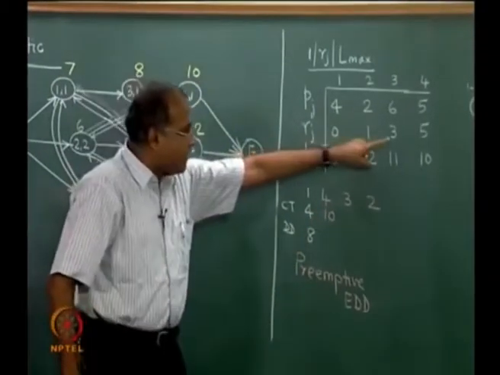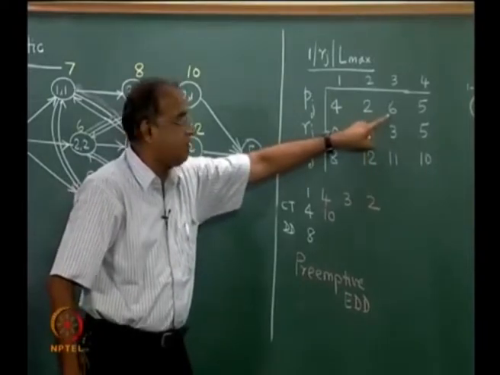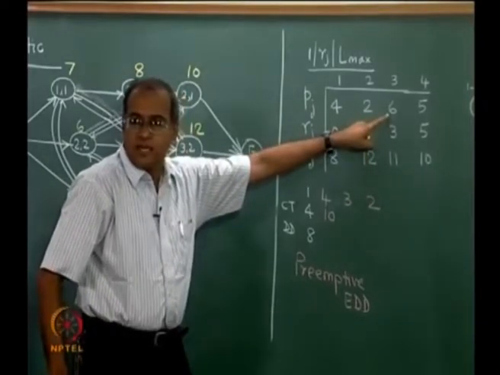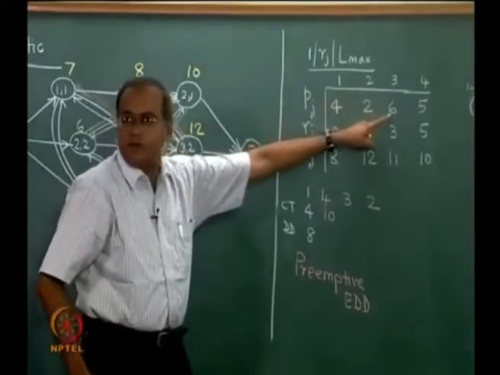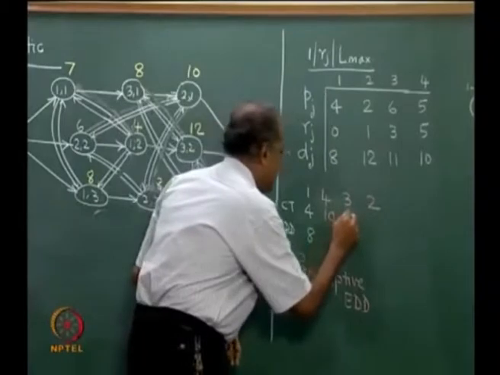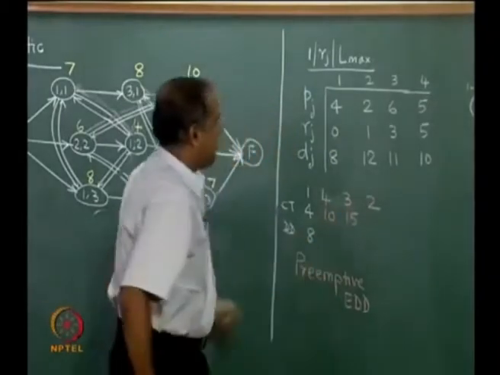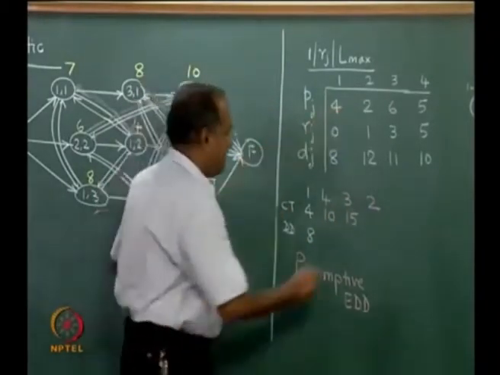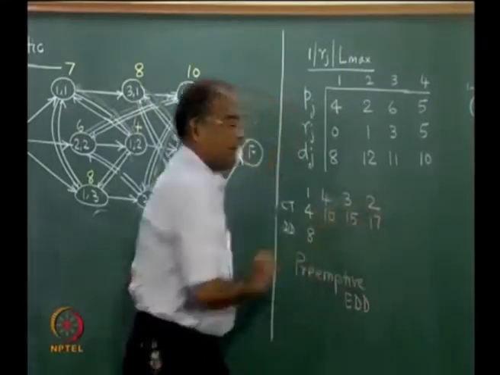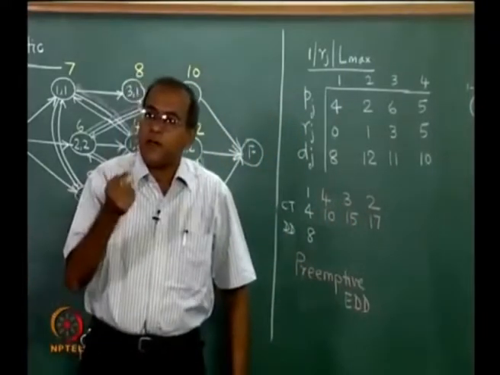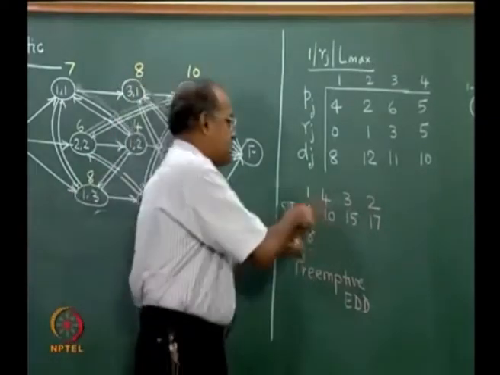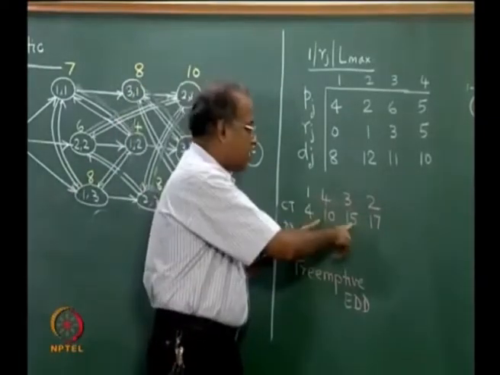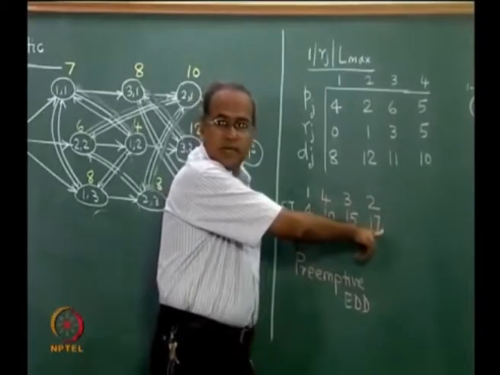Now, for 3 I have already done one unit of processing time. So, 3 will now go back and complete the remaining 5 units of processing time, finish at 15, by which time job 2 is available, and then this will be 17. If on the other hand I had not used a preemptive EDD rule, then this would still have been 10, but this would have been 16 and this would have been 18.